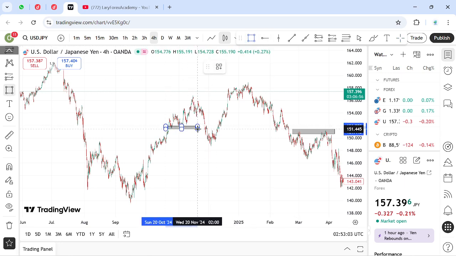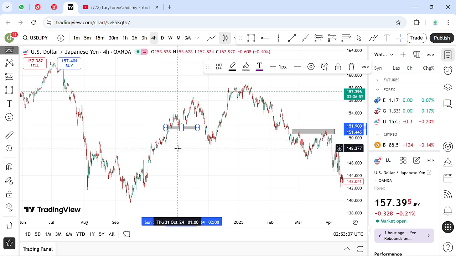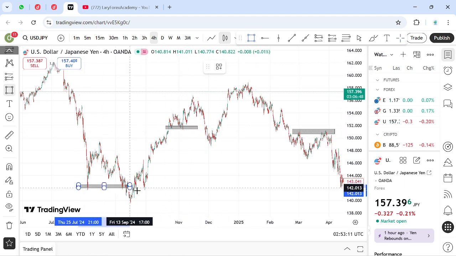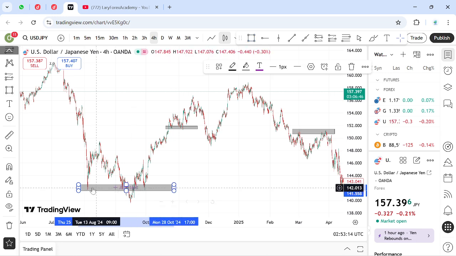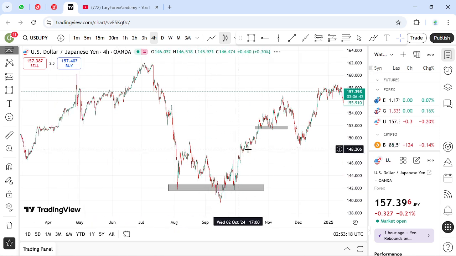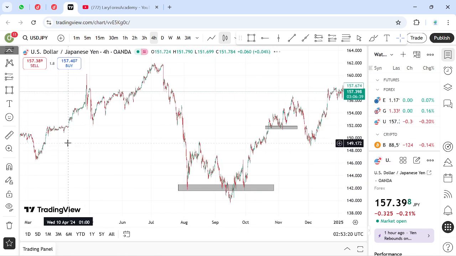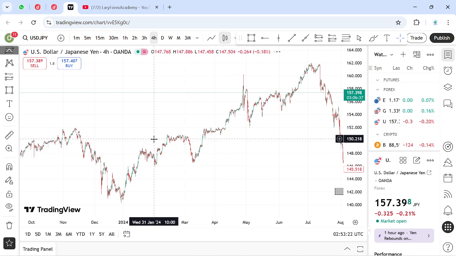You can see how many touches do we have here. 2 touches at this point. That helps us to understand that, okay, this is a support level. How many touches do we have here? If we mark it through, we can see we have 1, 2, 3. So basically, this is how to understand support and resistance levels.